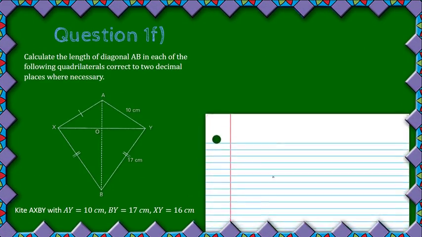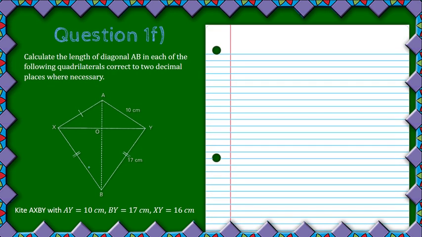Question 1F. So in question 1F, we have a kite AXBY with AY being 10 and BY 17. And then we've got XY, which is this diagonal over here. That one is equal to 16 centimeters. So let's just have a look at what we're going to do. What do we know about a kite? We know that this is equal to 90 degrees. We also know that our longer diagonal bisects our shorter diagonal, so this should be equal to that one. And immediately I can see that if this is 16, this must be 8.